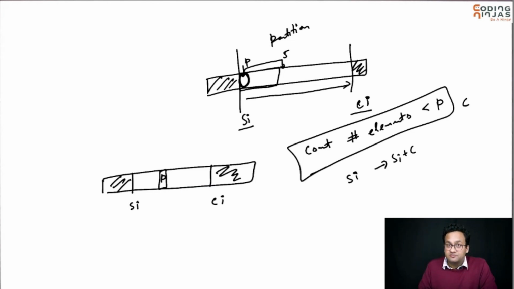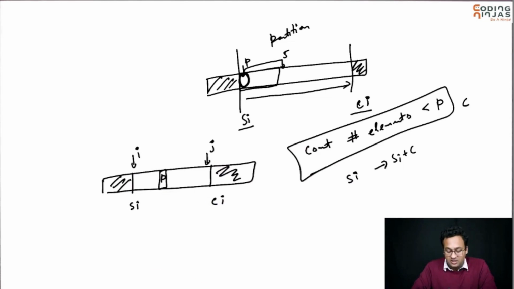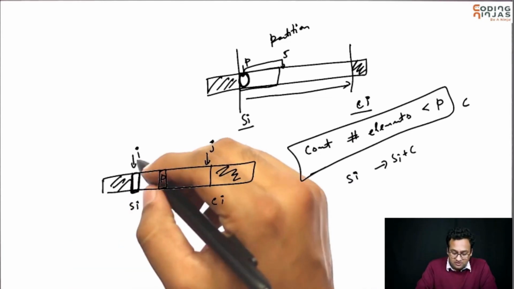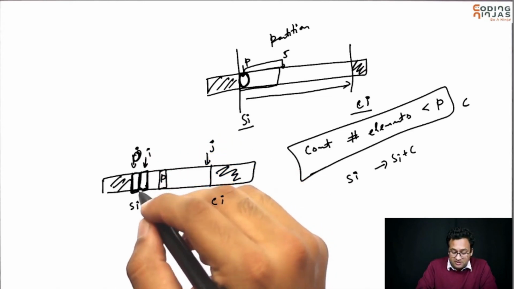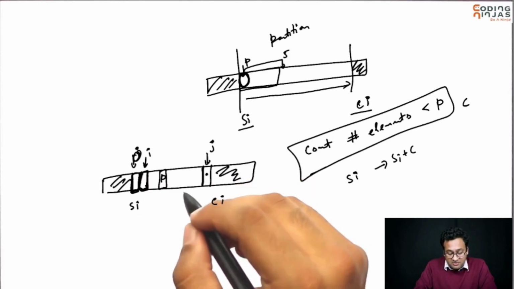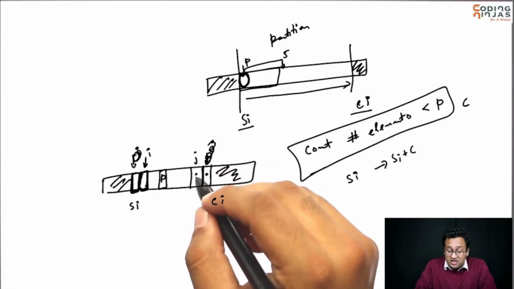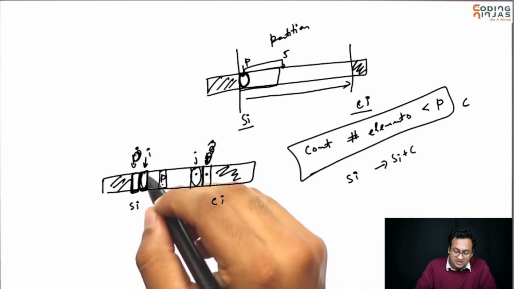Extremely simple solution. You take an I at the beginning, you take a J at the end. If this number is less than P, then this number is at the right place. It's fine. We can move on. If this number is not at the right place, then wait. Check for the last element. If this number is greater than P, then this is fine. Move it. If this number is less than or equal to P, or let's say less than P, then we can swap this number and this number.